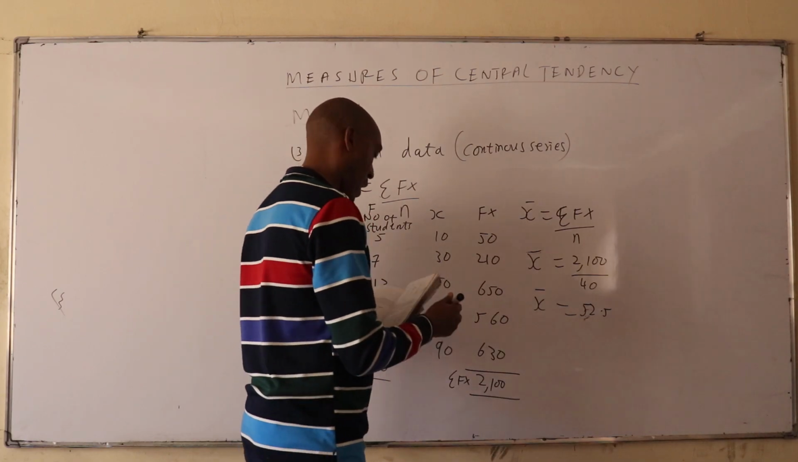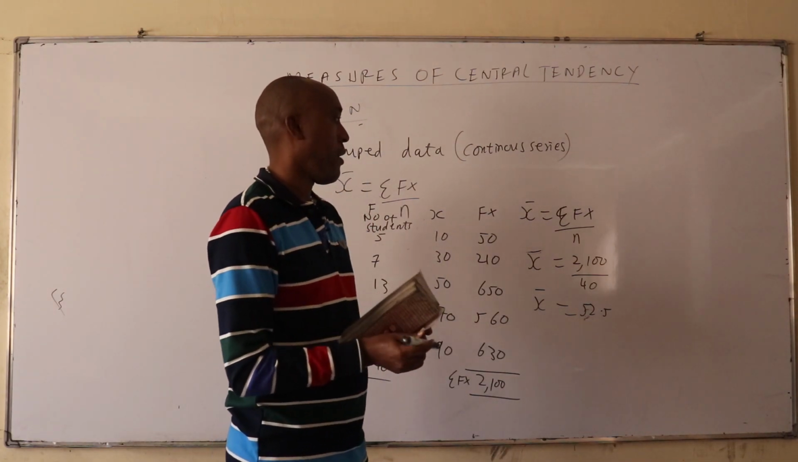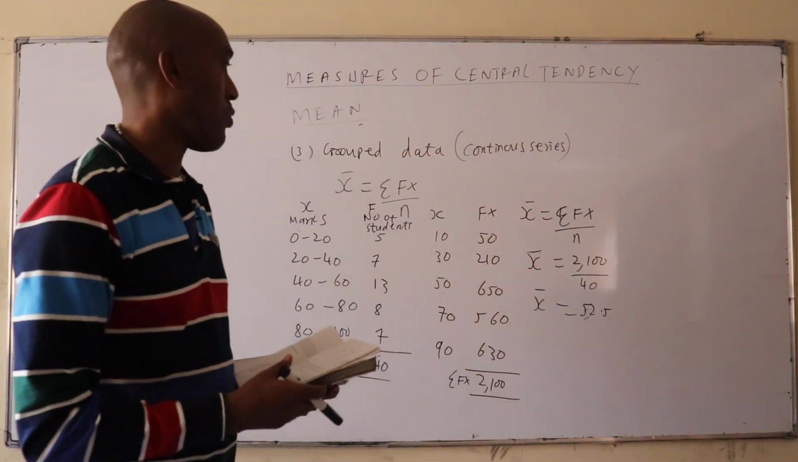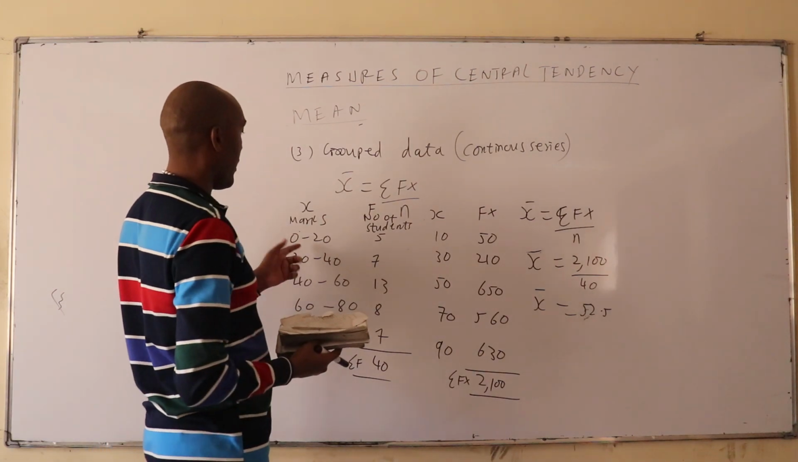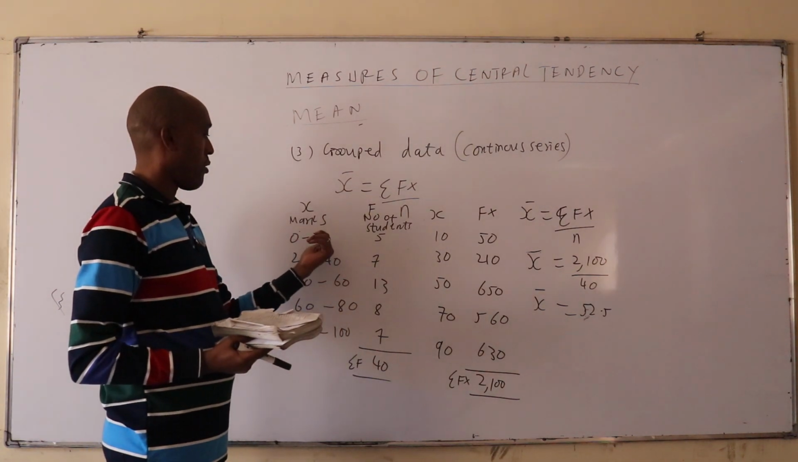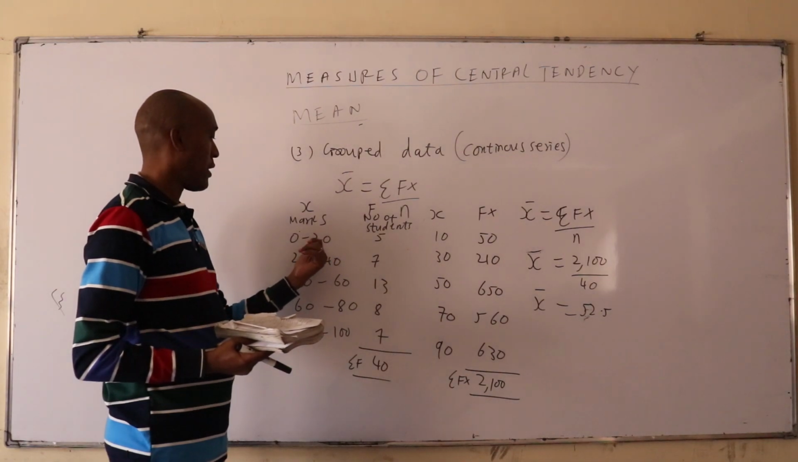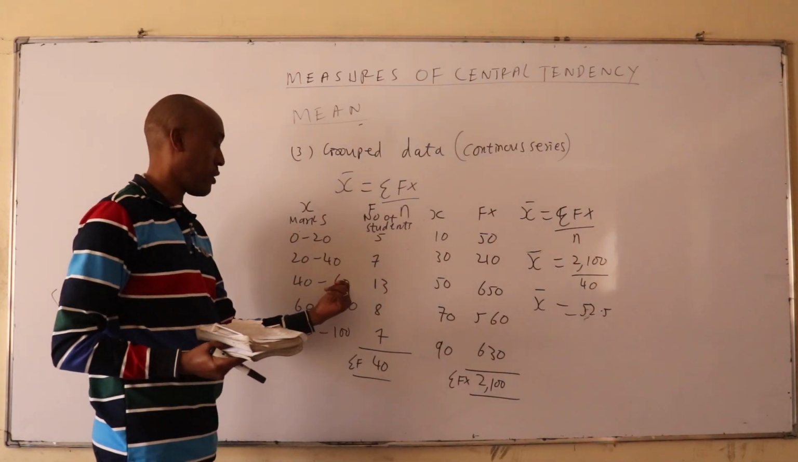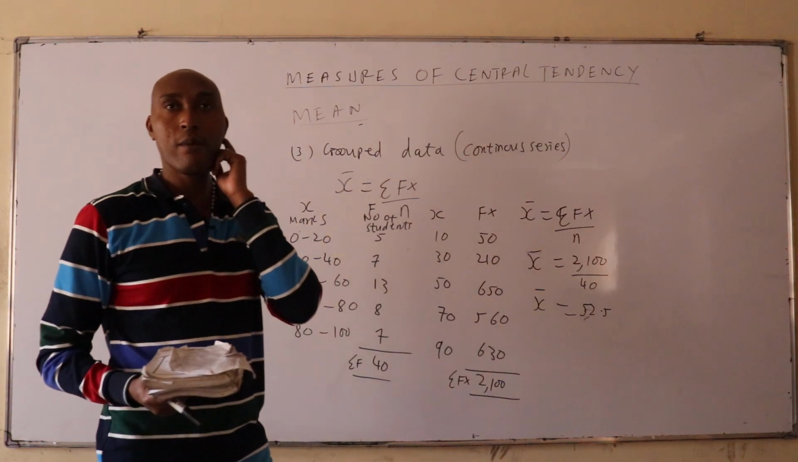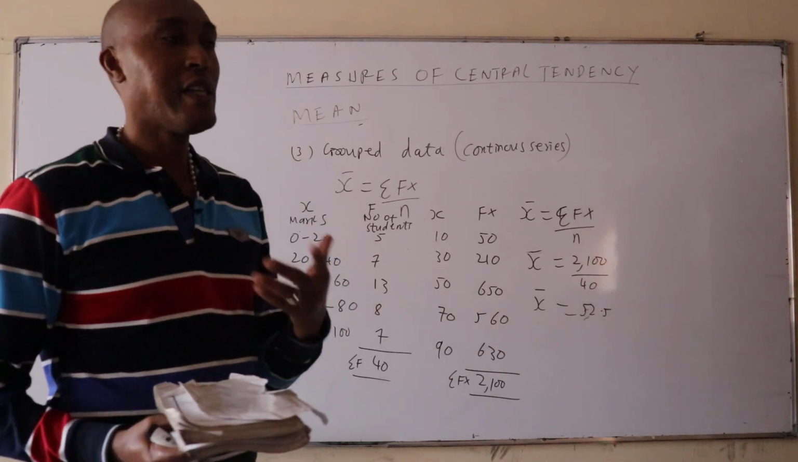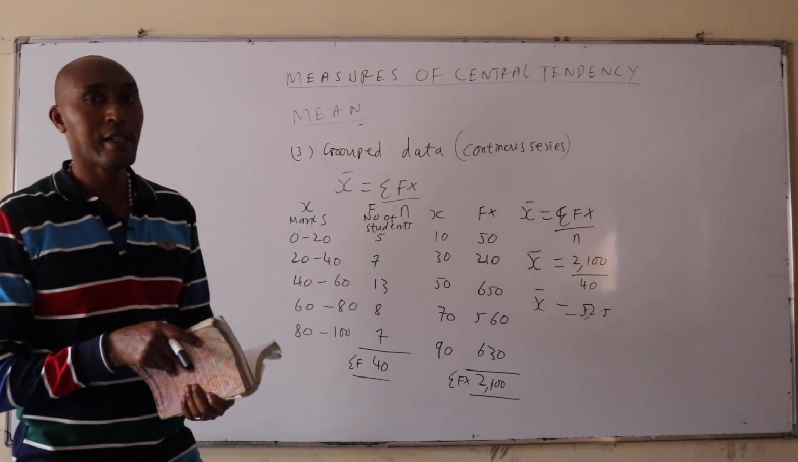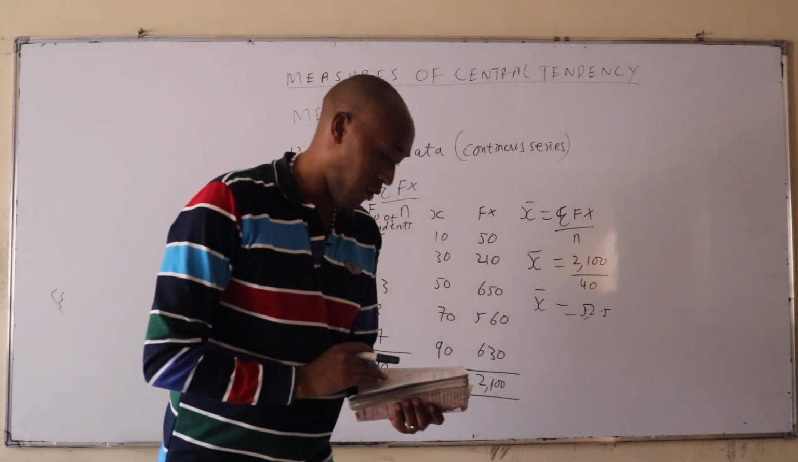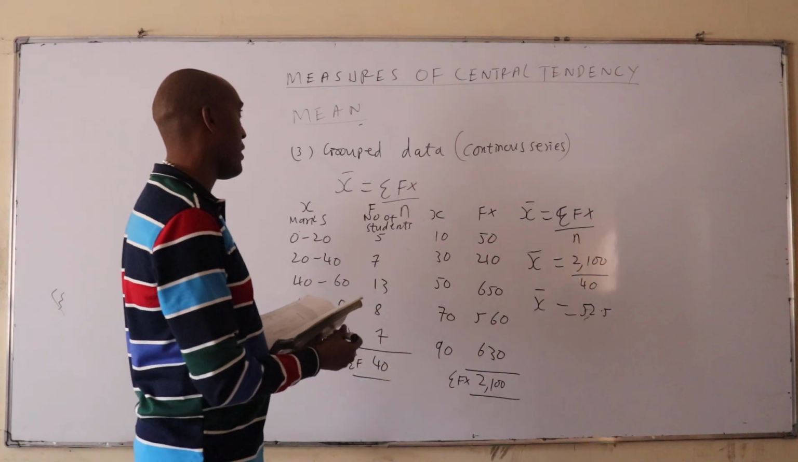So that's how we get the mean for grouped data, continuous series. And what do we mean by continuous series? It means that where this one ends at 20, it continues from here, 20 to 40, 40 to 60. So it's continuous. Sometimes you might get data which is not continuous. If you find data which is not continuous, then it is up to you first of all to make it continuous.